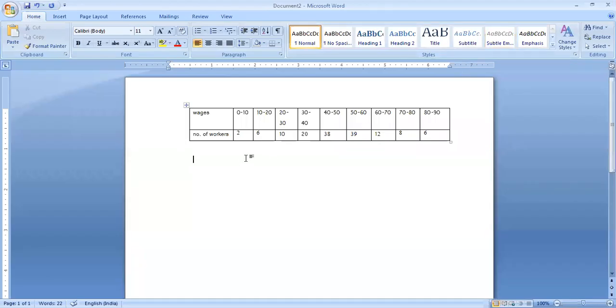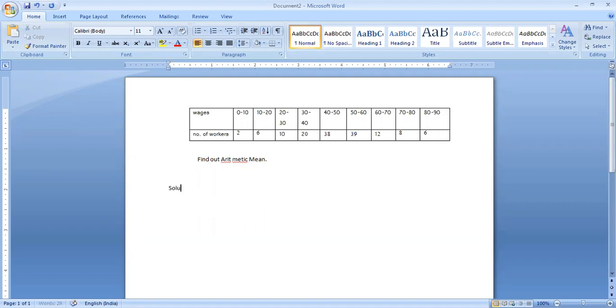Dear students, this is the problem. From this one, we have to find out the arithmetic mean. Arithmetic mean. Find out the arithmetic mean. This is the problem. How to solve? I am solving.